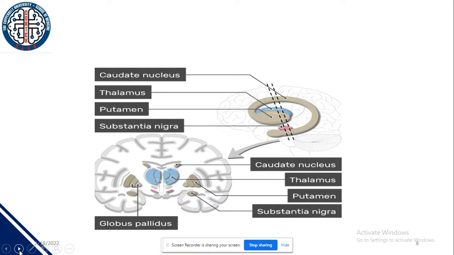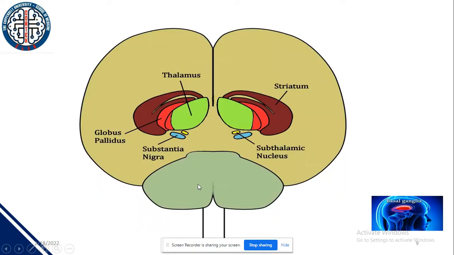So this is a simple illustration of the nuclei of the basal ganglia. As we can see, the blue part on the central aspect is the thalamus. Then on the peripheral, we have the globus pallidus. We also have the putamen, as well as the substantia nigra.